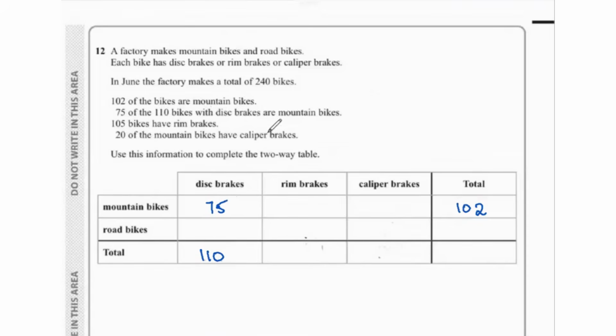105 bikes have rim brakes. So 105 over here. Total is 240. Let's write that over. And 20 of the mountain bikes have caliper brakes. So 20 over here. So these are the values given in the question. Now we have to use this information to complete the two-way table.